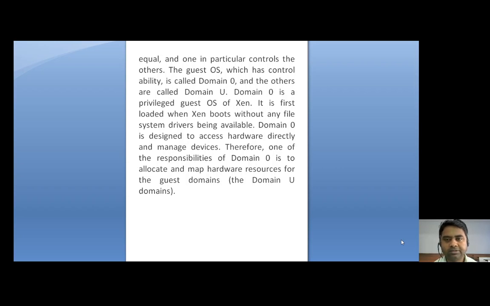The guest operating system which has controllability is known as Domain 0, and the others are called Domain U. Domain 0 is a privileged guest operating system of the Xen architecture, and it is the first loaded when Xen boots, without any file system drivers being available. Domain 0 is designed to access hardware directly and manage devices. Therefore, one of the responsibilities of Domain 0 is to allocate and map hardware resources for the guest domains.